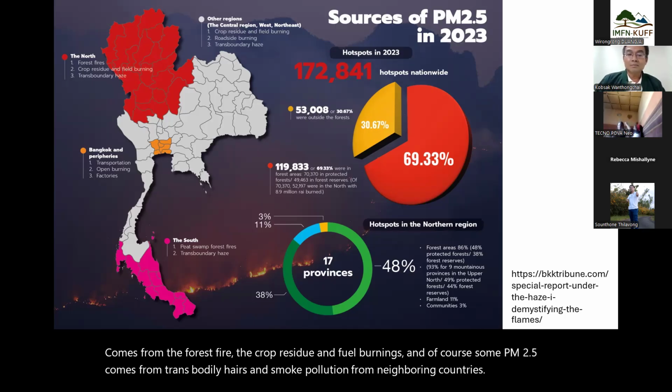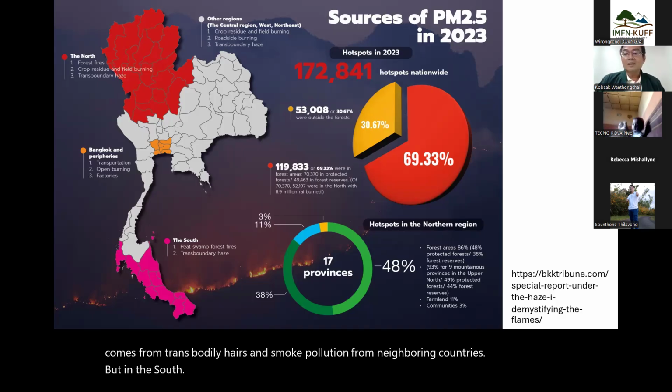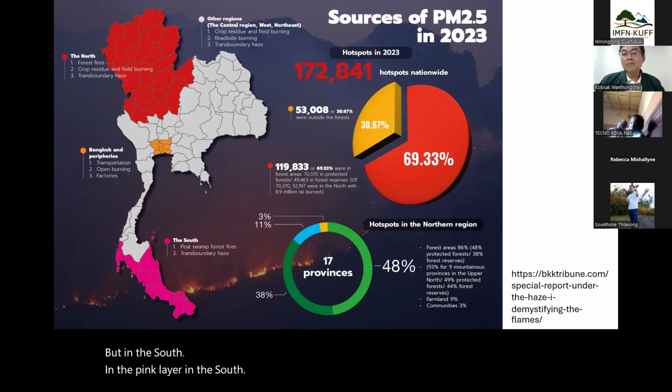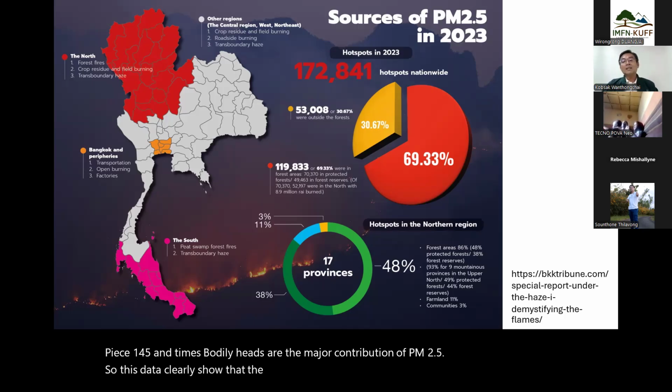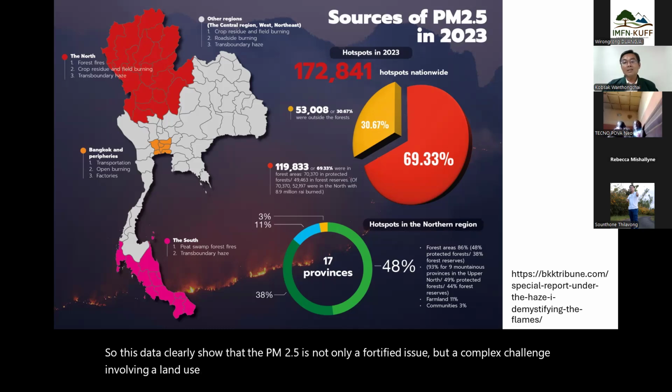But in the south, in the pink layer, peat swamp forest fire and transboundary haze are the major contribution of PM2.5. So this data clearly shows that PM2.5 is not only a forest fire issue, but a complex challenge involving land use, livelihood, and regional pollution sources that we have to cope with.